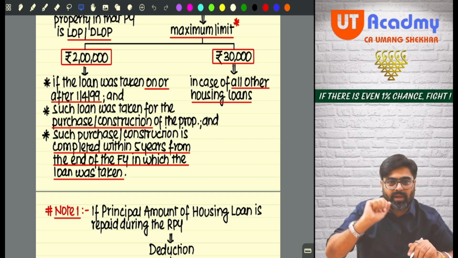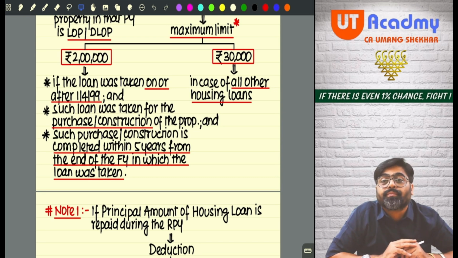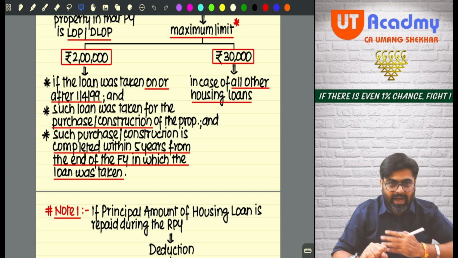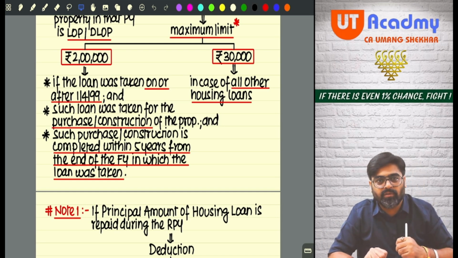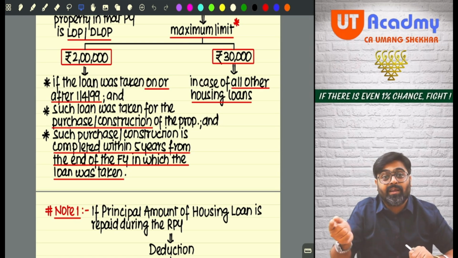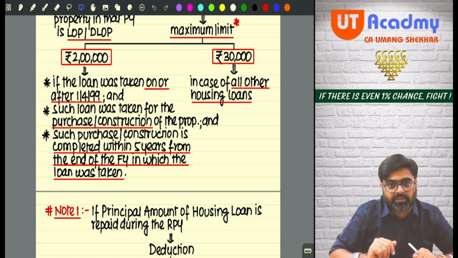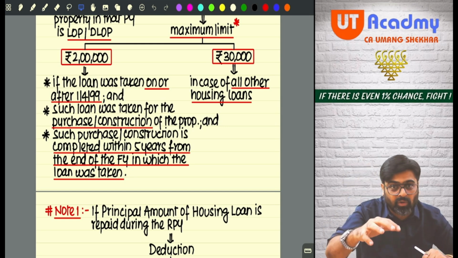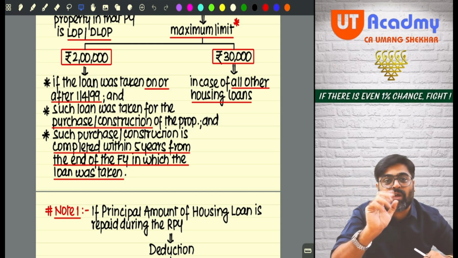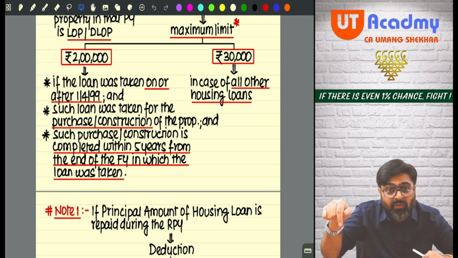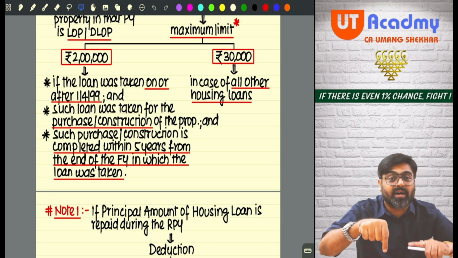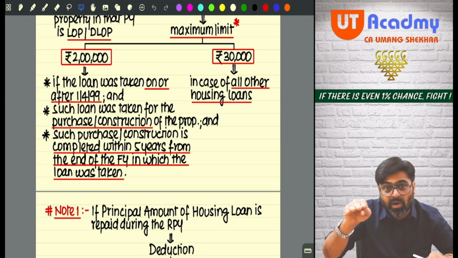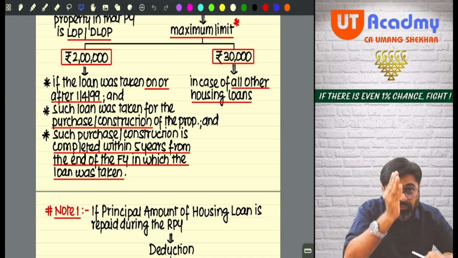So for example, you took one loan on 1st August 2014, in 2014-15. Was the loan taken on or after 1st April 99? Yes, you took the loan in 2014-15. This loan was taken either for purchase or construction. For example, you took the loan for construction. Now this construction, for which you have taken this loan, must be completed within 5 years. Within 5 years from the date of taking the loan? No, from the end of the year in which the loan was taken. What was the year in which you took the loan? 14-15, no? So from the end of 14-15, that means 31st March 2015.